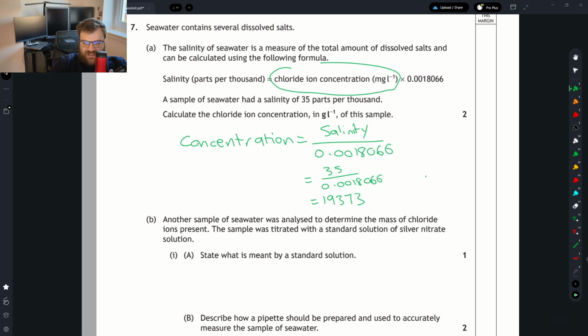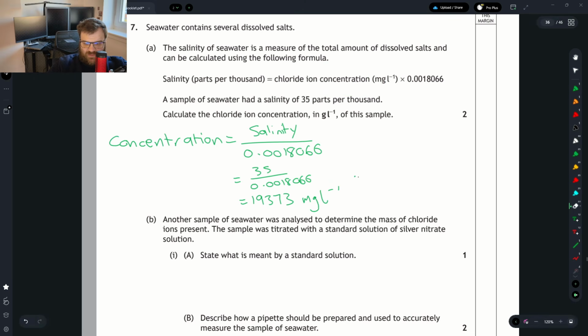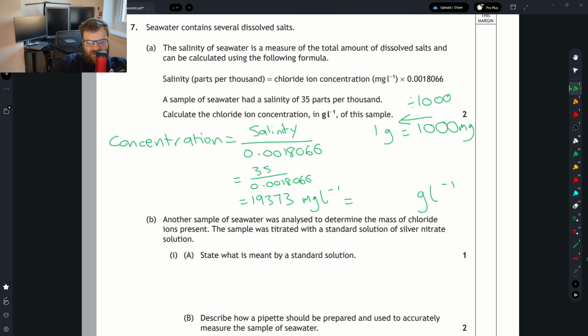And importantly, this is in milligrams per litre. Our question doesn't want milligrams per litre, they want grams per litre. Couple ways of changing them. One thing to note is that 1 gram equals 1,000 milligrams. A milligram's 1,000th of a gram. So to go from milligrams to grams, we can divide by 1,000. And that would give me 19.4 grams per litre.